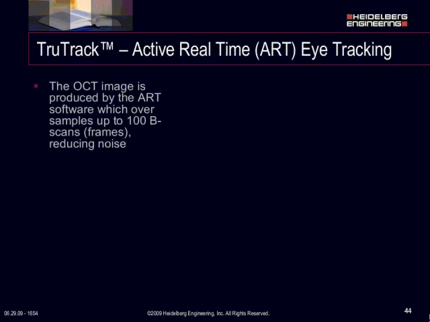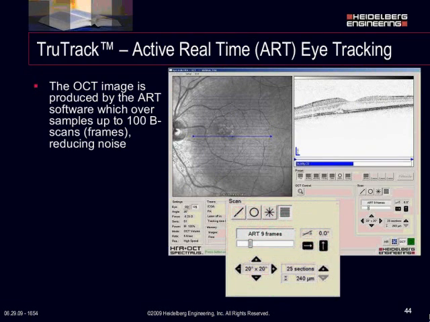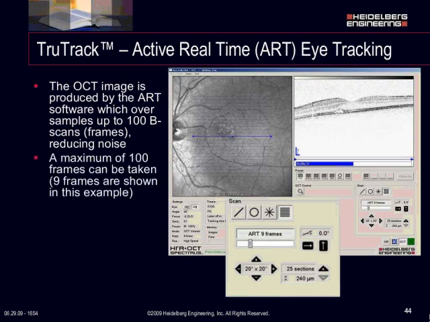Eye tracking. Active real-time eye tracking allows us to sample up to 100 B scans to reduce the noise. Here again, on the new software, you can see the preset for the fast scan happens to be an ART frame of 9. The more frames we sample, the less noise there is in the image. You can sample as many as 100 frames, and as few as 2.